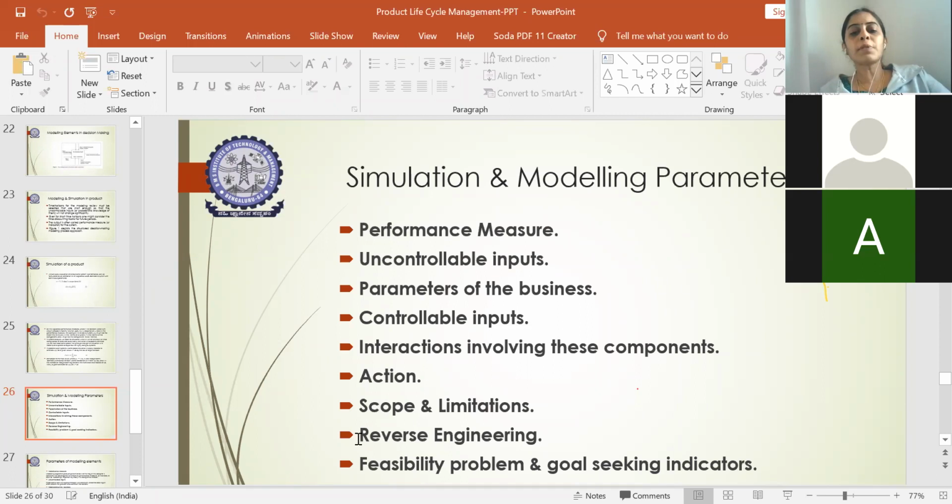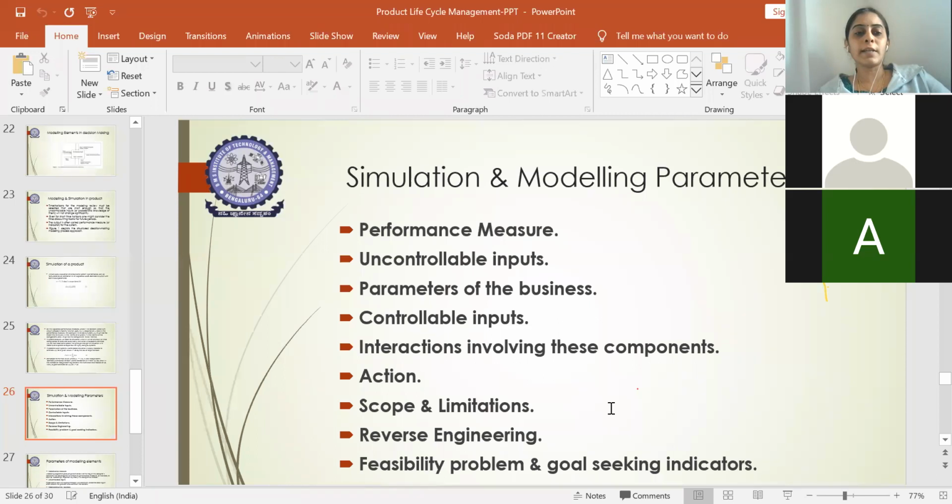It also helps in doing reverse engineering. Suppose, based on the scope and the limitations, the product has been designed, manufactured, and is in the market. After a certain period of time, some modifications or suggestions are asked for by the customers. In that case, redesigning will take a large amount of time. So that is a suitable time where reverse engineering could be done on the existing design.